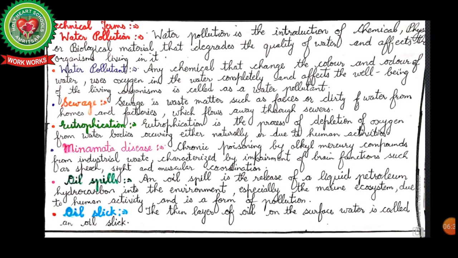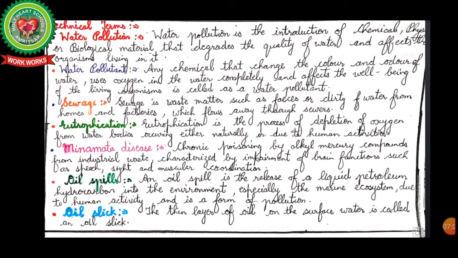Before proceeding further with the topic, let us go through various technical terms which are covered in our today's topic. Number 1, water pollution. Water pollution is the introduction of chemical, physical, or biological material that degrades the quality of water and affects the organisms living in it. Water pollutant: any chemical that changes the color and odor, that is smell, of water, uses oxygen in the water completely and affects the well-being of the living organism, is called a water pollutant.